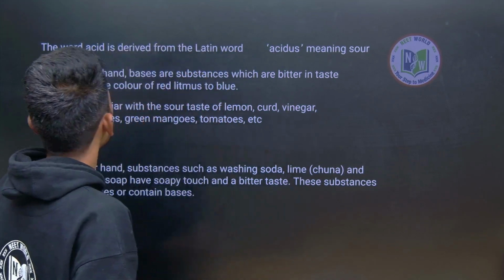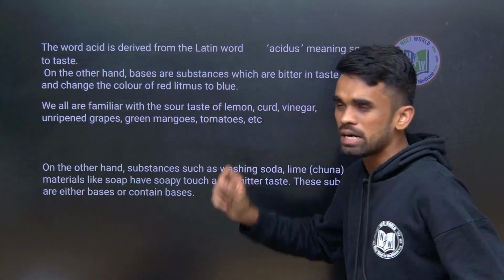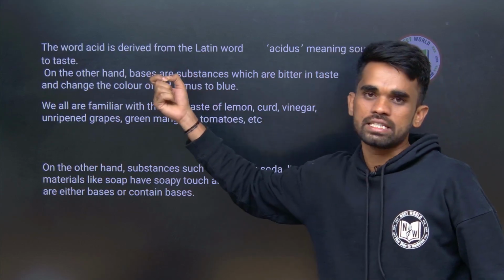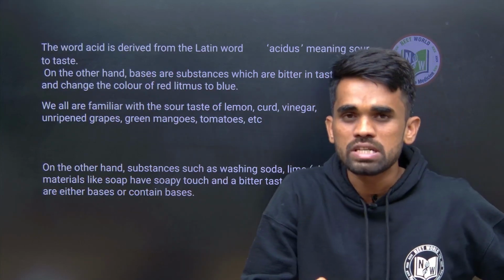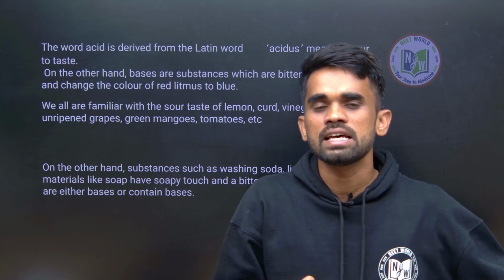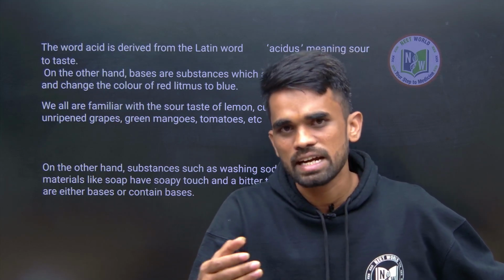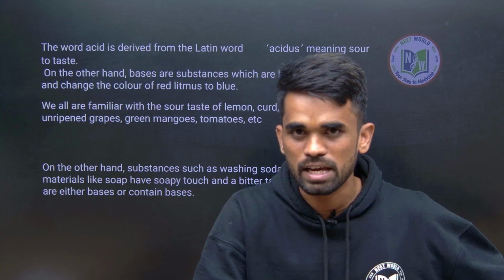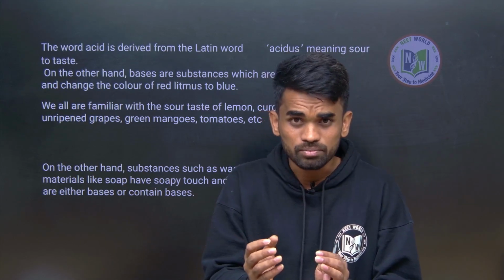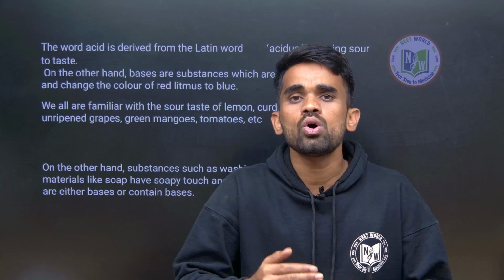So what exactly are acids? The word acid is a Latin word, acidus, which means sour to taste. So generally acids are the compounds which are sour in taste. And these acidic substances convert blue litmus to red litmus. What exactly is litmus, we will study about that. It's a litmus paper. So acids are the compounds which convert blue litmus to red, and these are sour in taste.